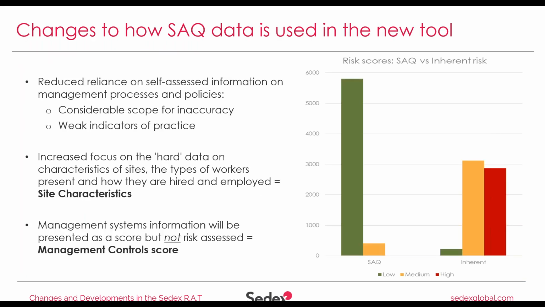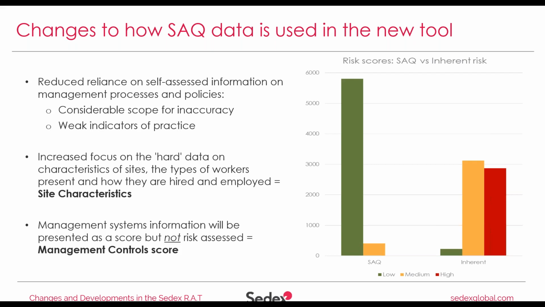Okay, so to go back to that first point in terms of the information we're taking from the SAQ that goes into creating risk scores. What we're looking to do is reduce reliance on self-assessed information on management processes and policies. Currently, we do take information from the SAQ on that and put it into our risk score, but on reflection, we do consider that there is real scope for inaccuracy in that.